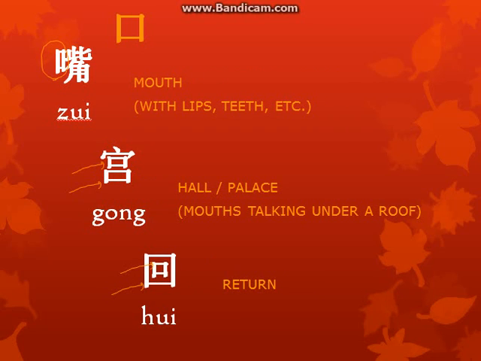口 can also be used in the construction of more complex characters, and here are some examples. I've circled out where it's placed in the first one, and I've used arrows to indicate where it is in the second and third one. 嘴 is the entire mouth. 宫 is a hall or palace. 回 to return.